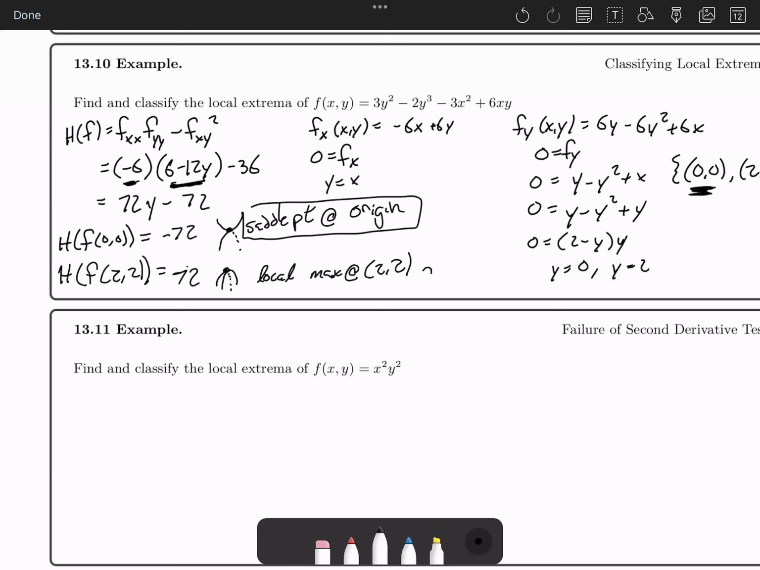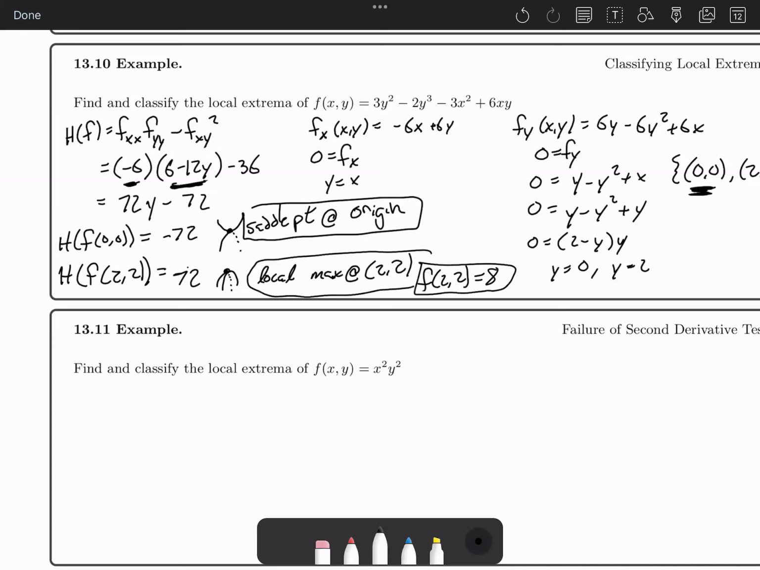Now, to figure out what the function value actually is there, what is the local maximum, just plug (2, 2) into your function. Let's see, I think we get an 8. So saddle point at the origin and a local maximum at (2, 2), resulting in a maximum value of 8.